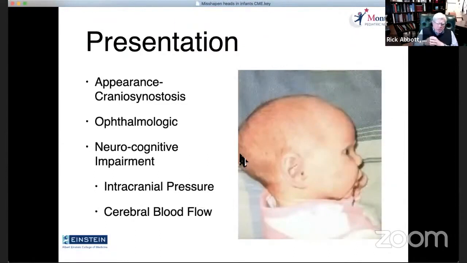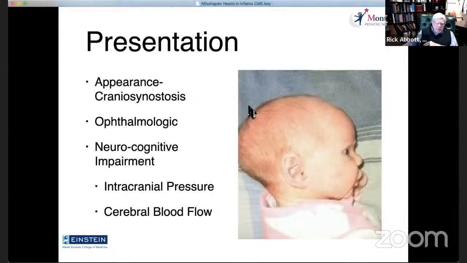Sometimes there can be some concerns about flattening in the occiput, and it may not be completely clear whether or not it is a plagiocephaly. Most craniofacial centers can differentiate the two, and we're happy to do that.